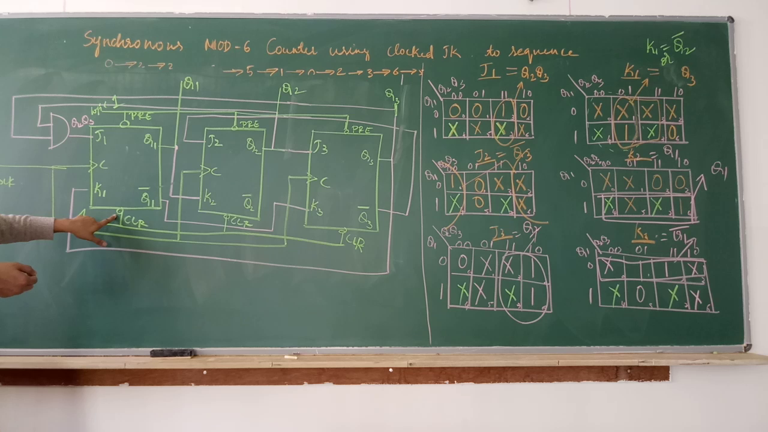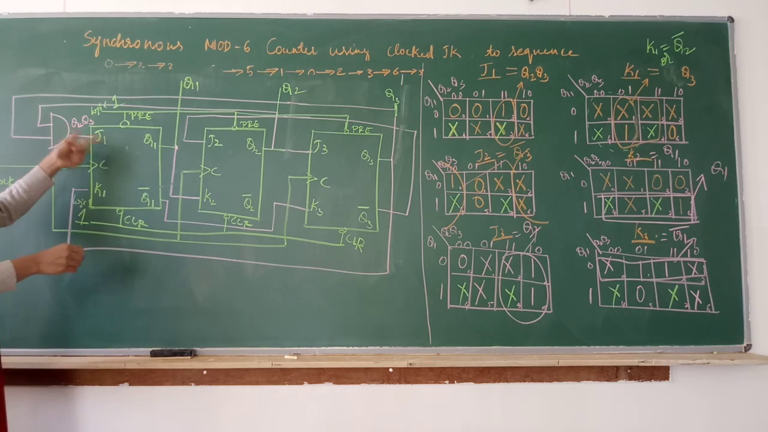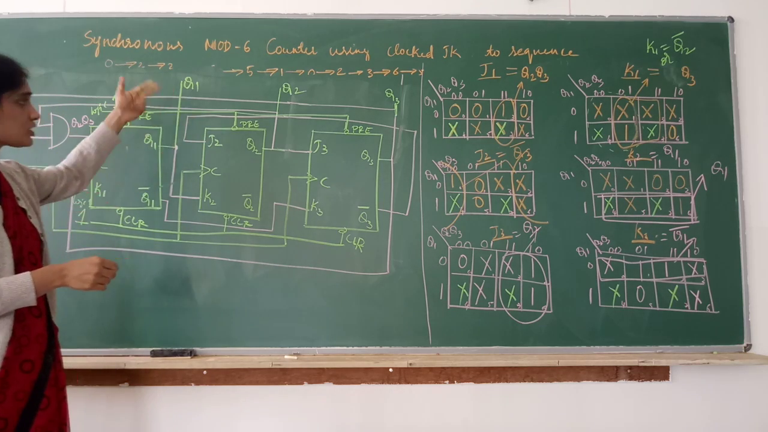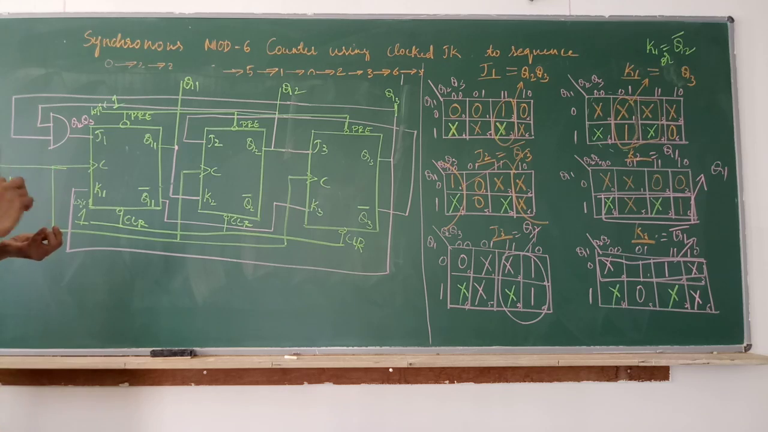Why are we writing the bubble over here? Because they are active low. Connect it to logic 1 when you are not using the preset and clear pins. Only then will the flip-flops, or the counter, work as a mod 6 counter. Okay, so this is one point, preset and clear, that I wanted to tell.